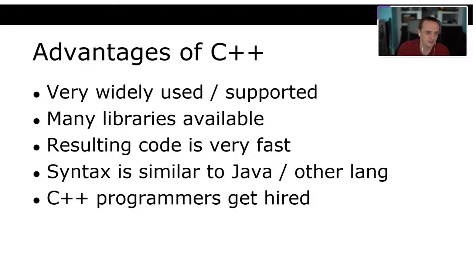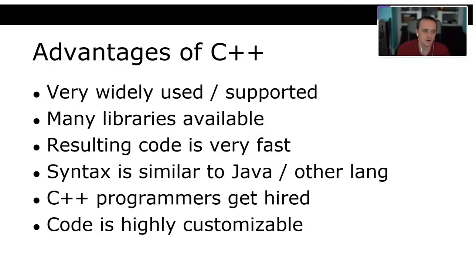C++ programmers get hired, right? So there are many jobs available in C++, and not only that, but if you can write C++, then everything else is almost like cheating. After I go back from C++ to writing in Java or writing in Python, it's so much easier. It's like cheating. The code is also very, very highly customizable, and as we get into the course, we'll see how that's also a disadvantage of C++. You can overwrite every single operator in the language. You can do things in C++ that you can't do in any other language, let's just put it that way.